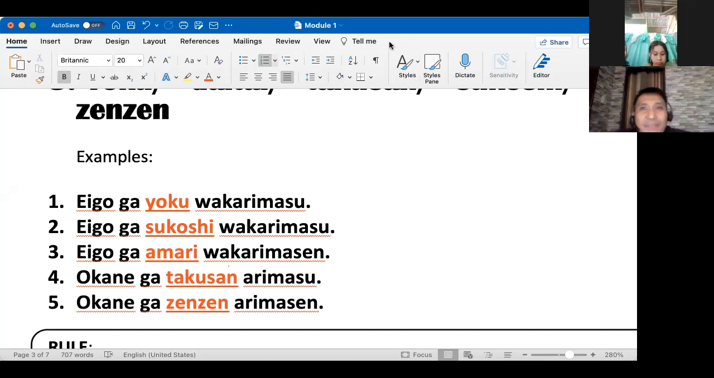So again, as I have mentioned earlier, pag sinabi nating yoku, gaya ng sinabi ko kanina, that is always. Sukoshi means a little. Pareho sila ng amari, pero sukoshi is positive, amari is negative. Takusan is also positive, plenty of, and zen, walang-wala. Amari, zen, arimasen. So, halimbawa, sabihin kong, okane ga arimasu ka? Sinong gustong sumagot? Okane ga arimasu ka?